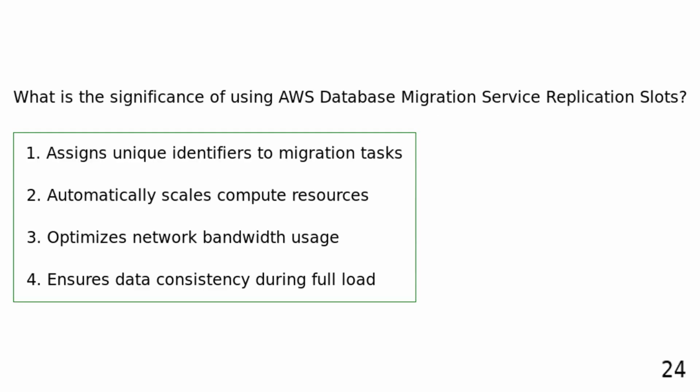What is the significance of using AWS Database Migration Service replication slots? Assigns unique identifiers to migration tasks. Automatically scales compute resources. Optimizes network bandwidth usage. Ensures data consistency during full load.